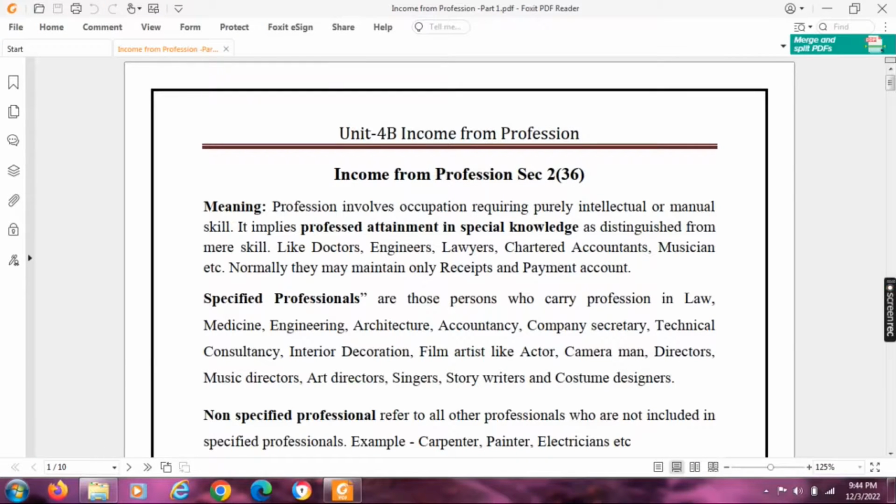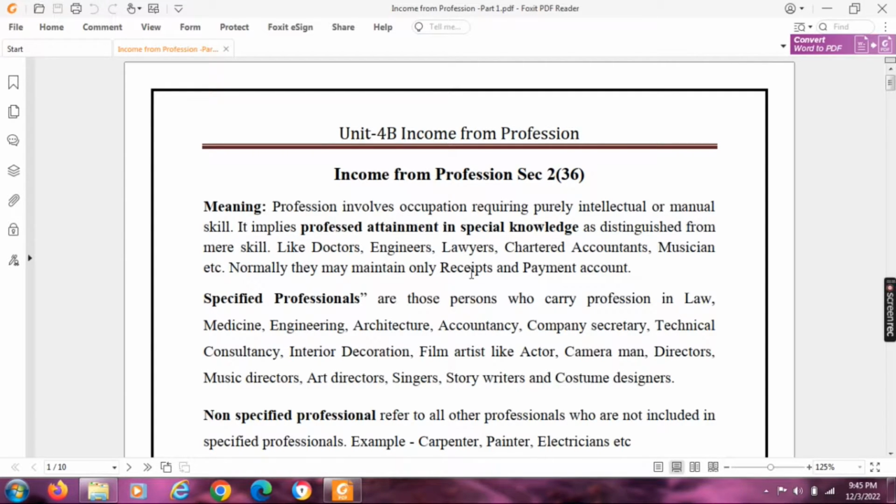Income from profession. Section 2, subsection 36 defines it. Profession means an occupation requiring purely intellectual or manual skill. It implies a professed attainment in special knowledge as distinguished from mere skill, like doctors, engineers, lawyers, chartered accountants, musicians, etc. Normally, they may maintain only a receipts and payments account.